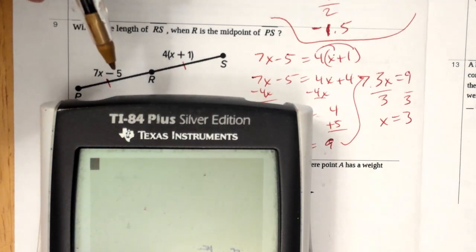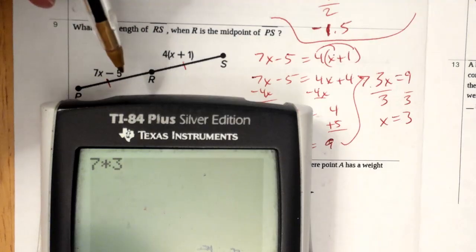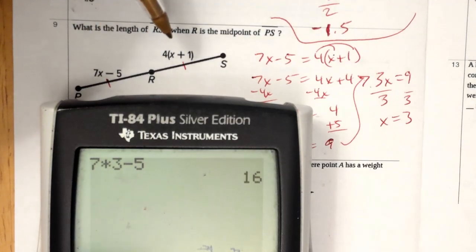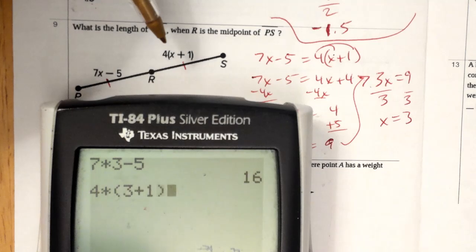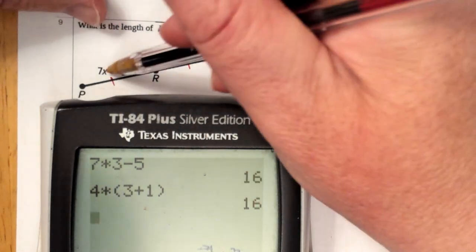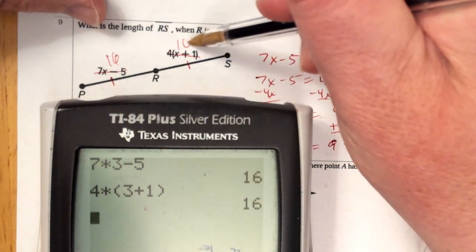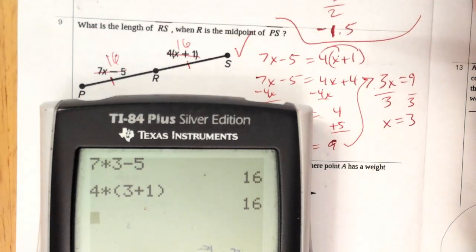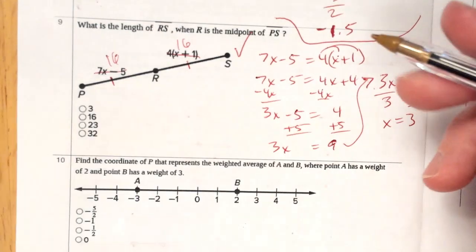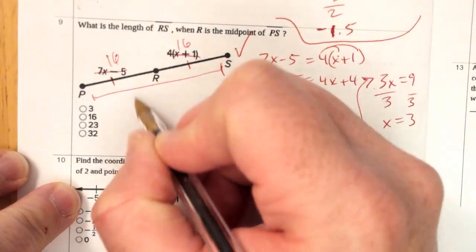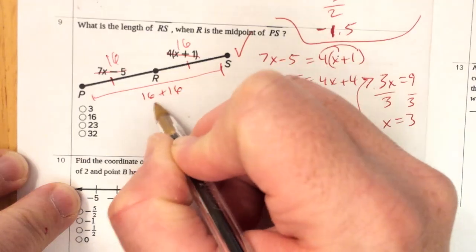So let's try this again. 7 times 3 minus 5 and 4 times parentheses 3 plus 1 is 16. They both work. So this is 16, this is 16. That checks out. There's no other x's. And just because I'm curious, what would have been the whole shebang? That'd be 16 plus 16, which is 32.